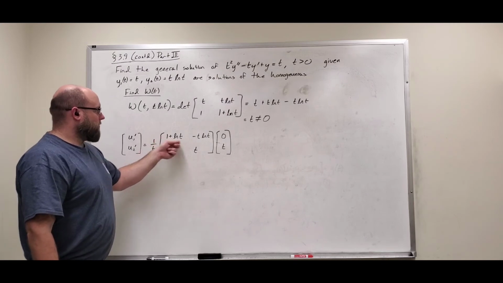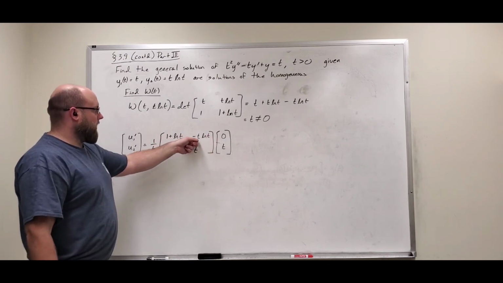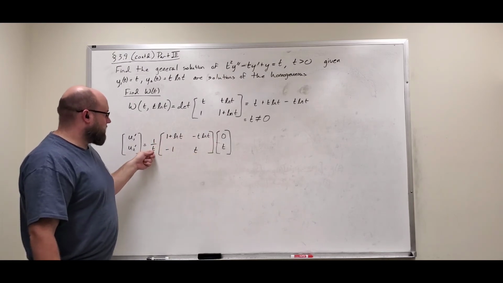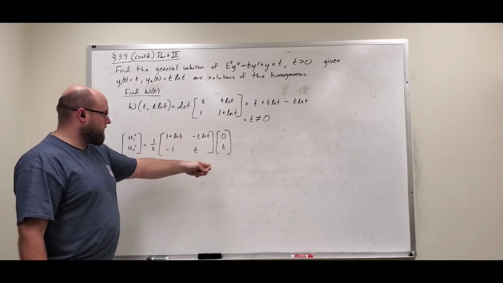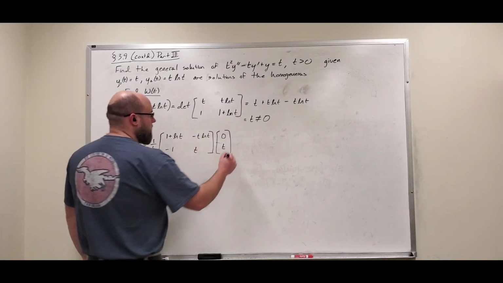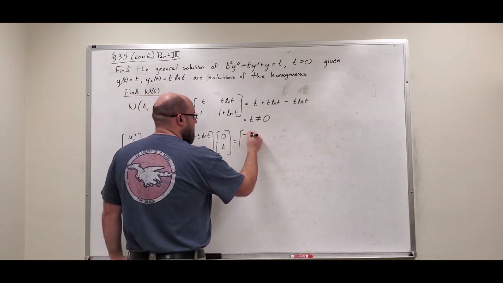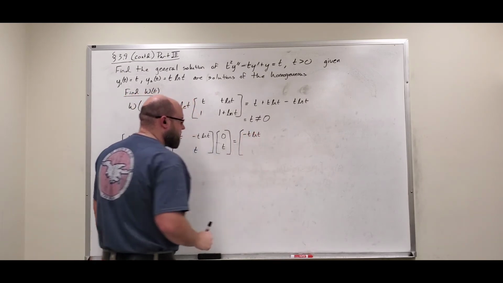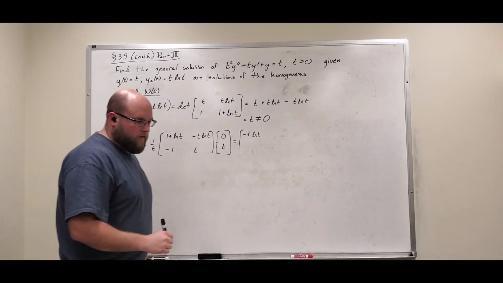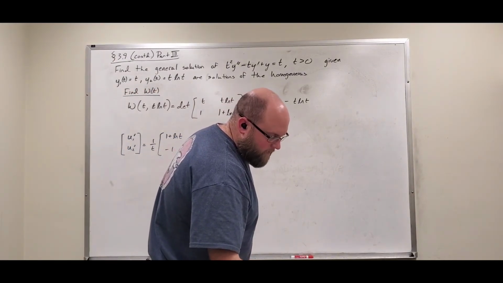All right. Well, this is going to be multiplied by 0, so that goes away. So then we're going to have 1 over t times this. So that t is going to cancel out, leaving us with just this t. All right. So that's just going to leave us negative t natural log of t on that one.